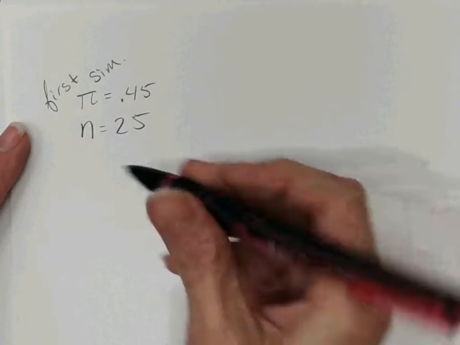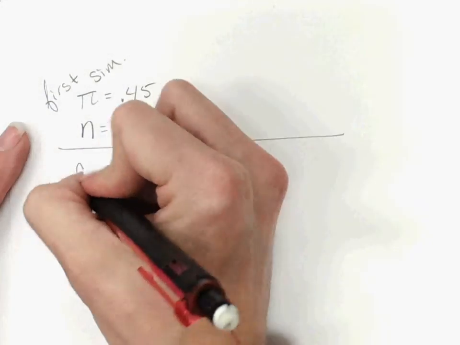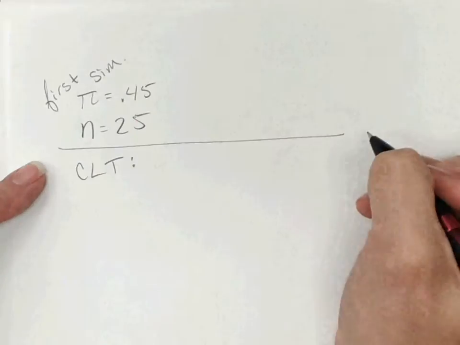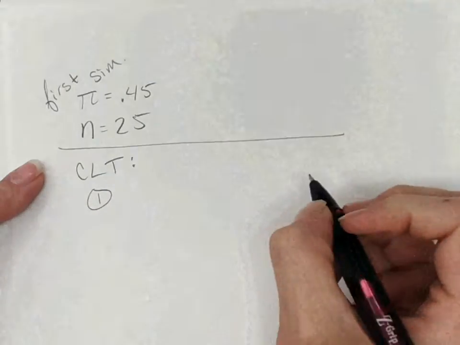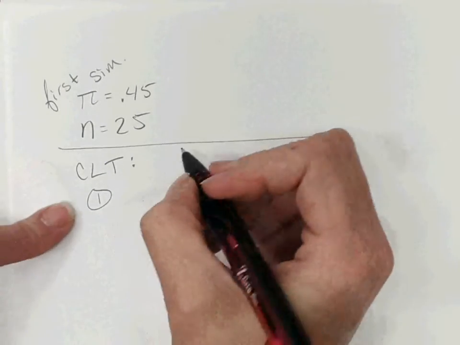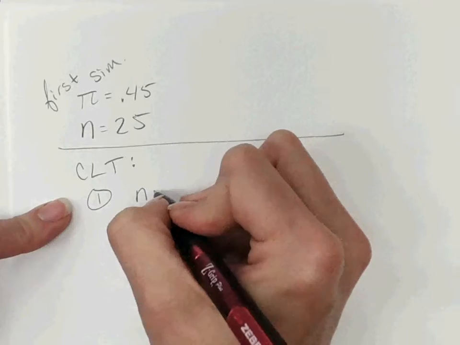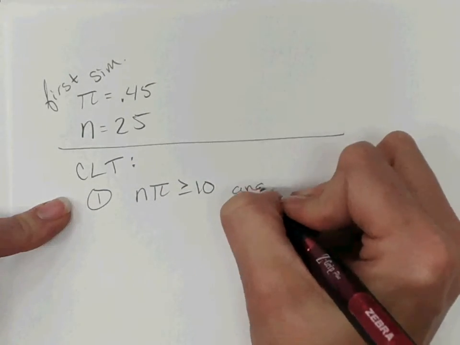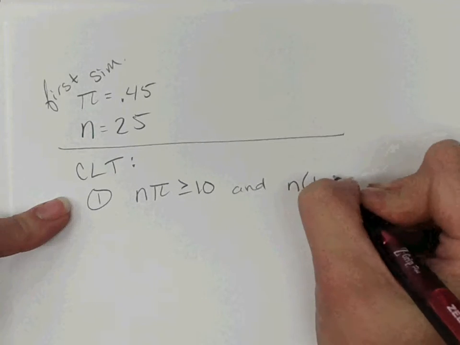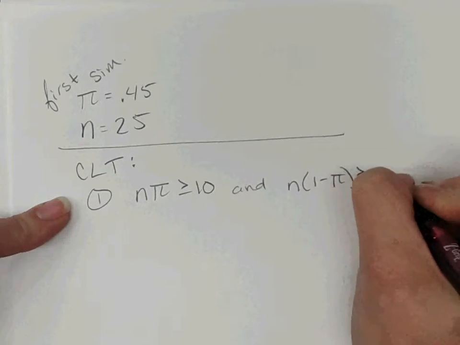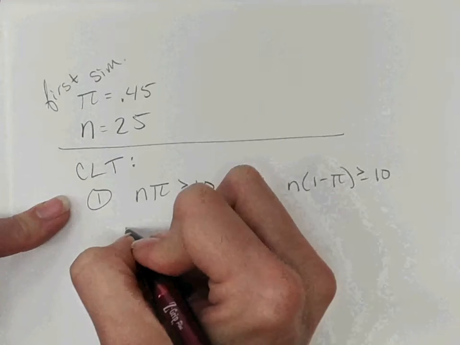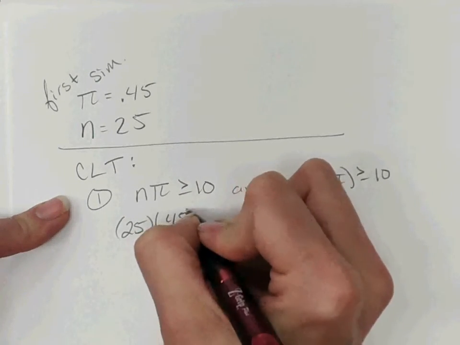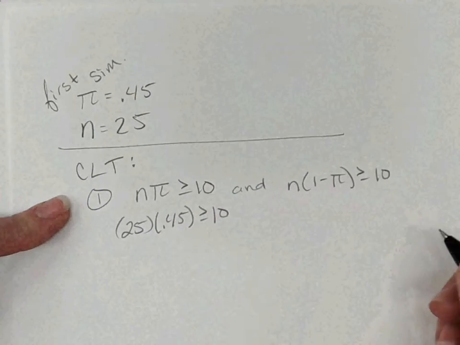So if I'm going to use the central limit theorem, or the CLT, what does it tell us? And remember, our first step is, can we check those conditions? Well, I want to check and see, is n times pi greater than or equal to 10, and is n times 1 minus pi greater than or equal to 10. So my sample size was 25, and pi is 0.45. Is that greater than or equal to 10?